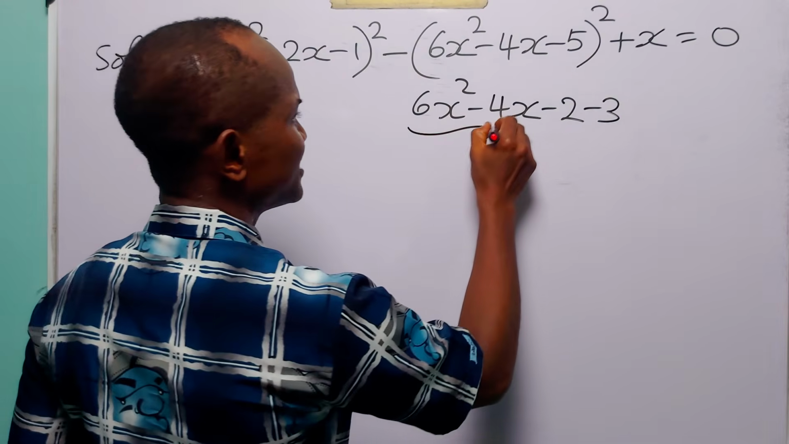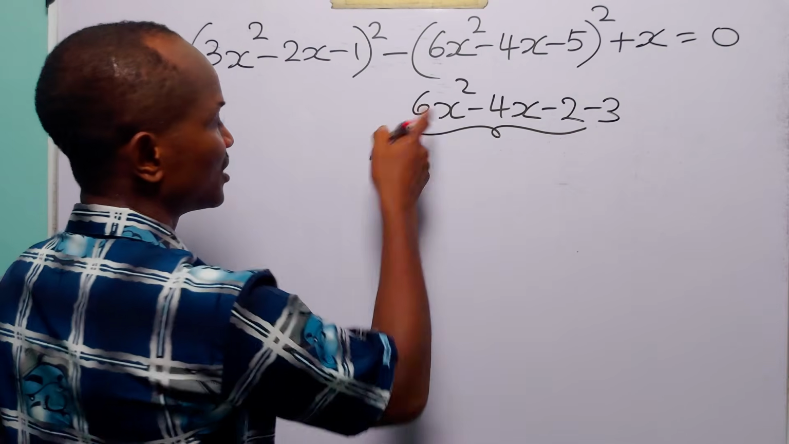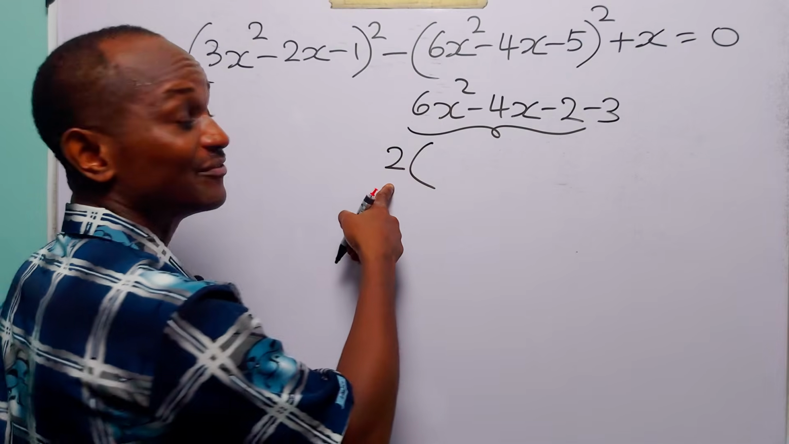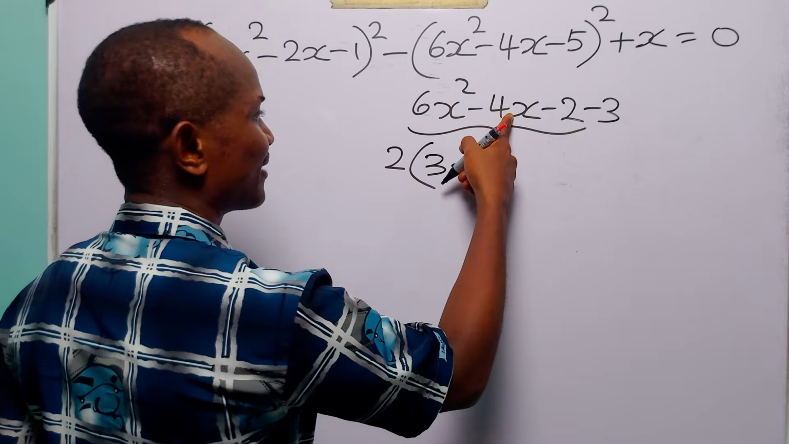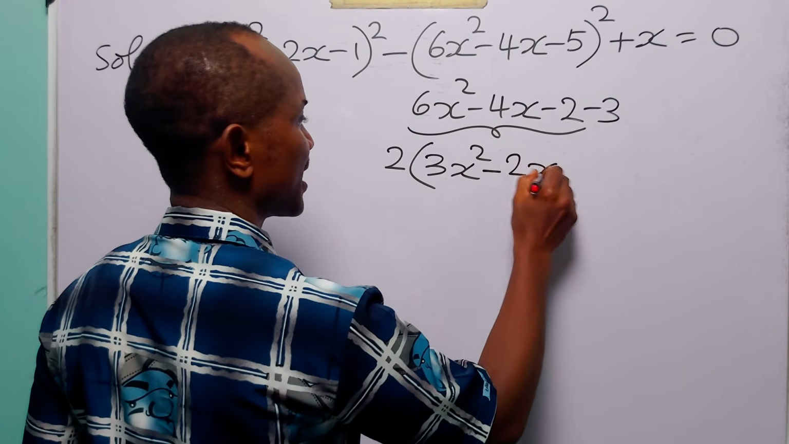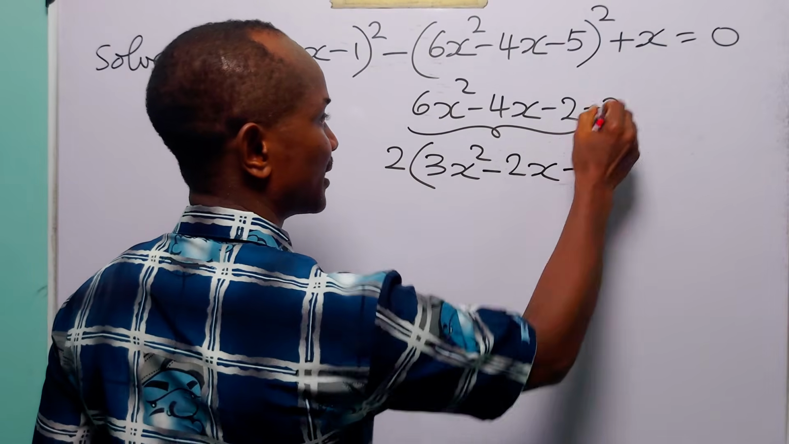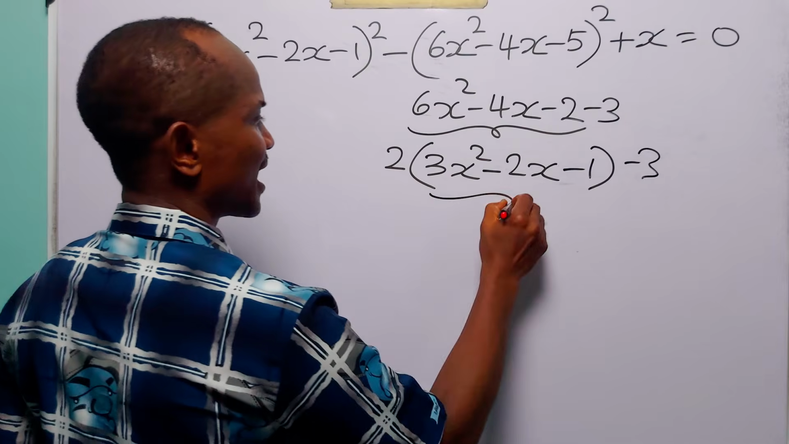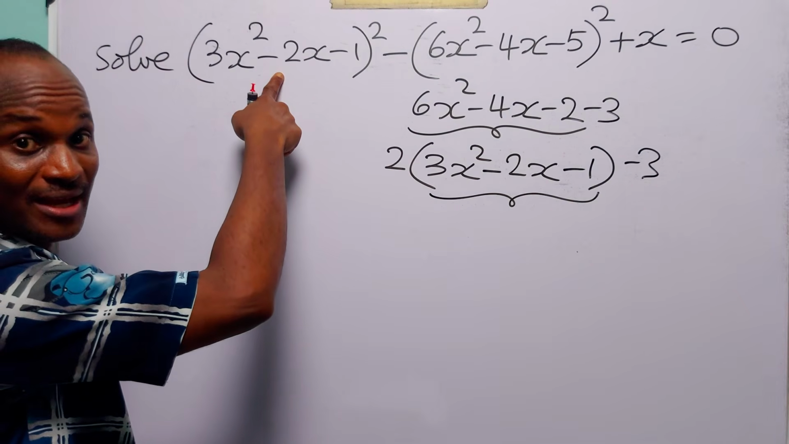Now, when you look at these first three terms, you're going to see a common factor, which is 2. So we can factorize this as 6x squared divided by 2 is 3x squared. Minus 4x divided by 2 is minus 2x. Minus 2 divided by 2 is minus 1. Then we have minus 3. Now notice that what we have inside this bracket is exactly the same as what we have here.